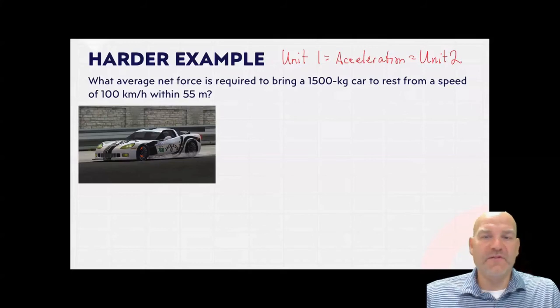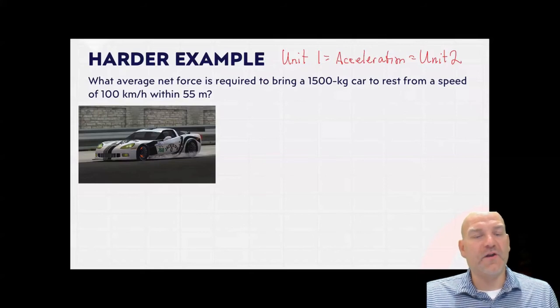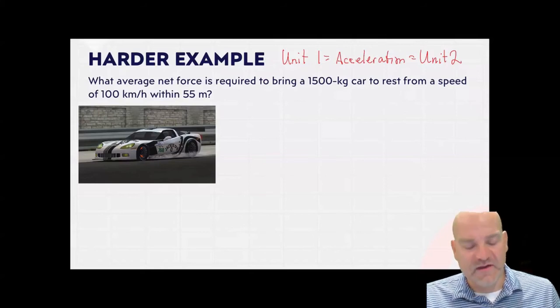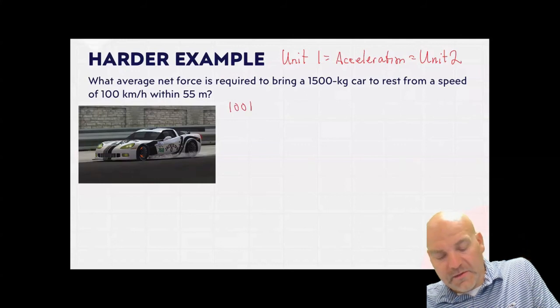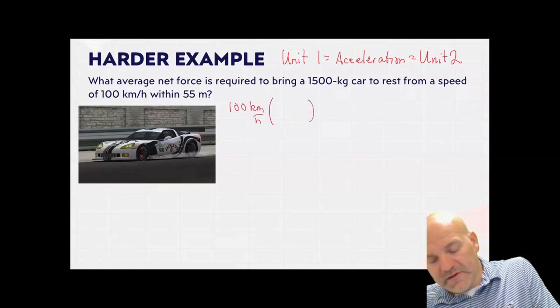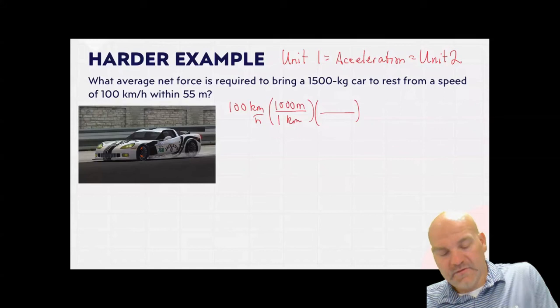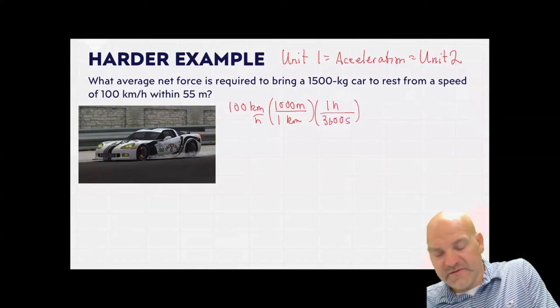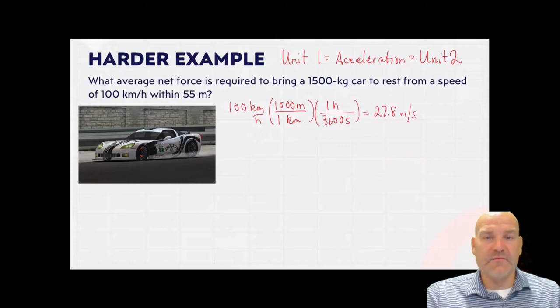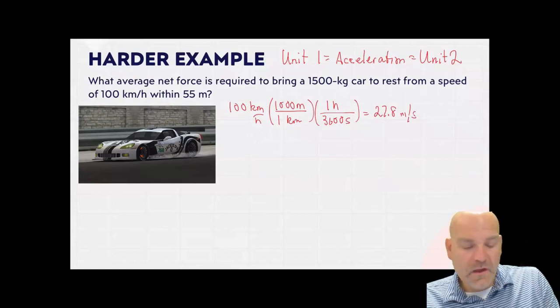So here, what average net force is required to bring a 1,500 kilogram car to rest from a speed of 100 kilometers per hour within 55 meters? First thing we need to do is convert our kilometers per hour to meters per second. 1 kilometer is 1,000 meters, and 1 hour is 3,600 seconds. That's going to give us an initial velocity of 27.8 meters per second.